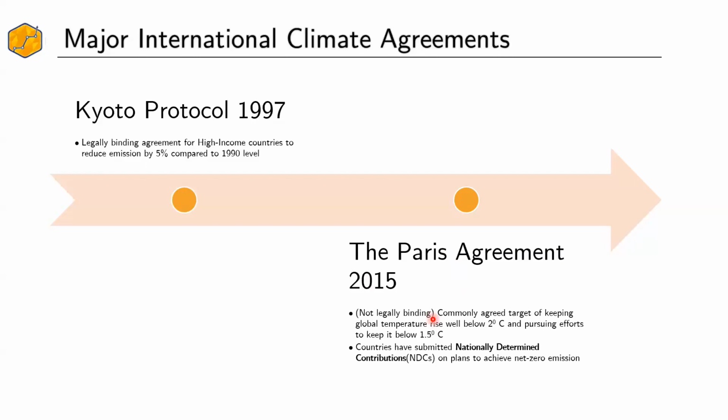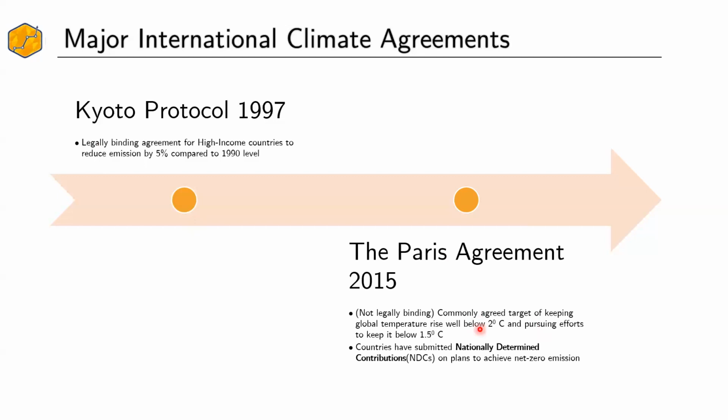But countries voluntarily came up with their own plans in terms of how they plan to reduce their emissions. I'll show you that website which has the details. What was agreed is that everybody, looking at the rate at which we are affecting the climate, agreed that we will keep the global temperature rise well below 2 degrees centigrade. This is in reference to the pre-industrialization level.